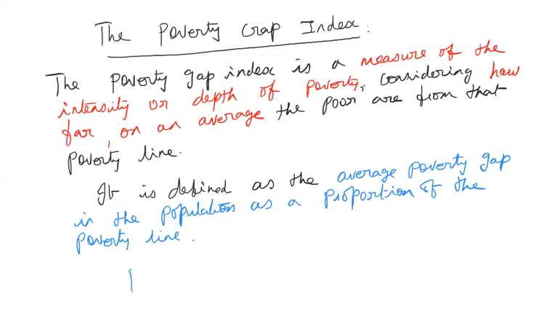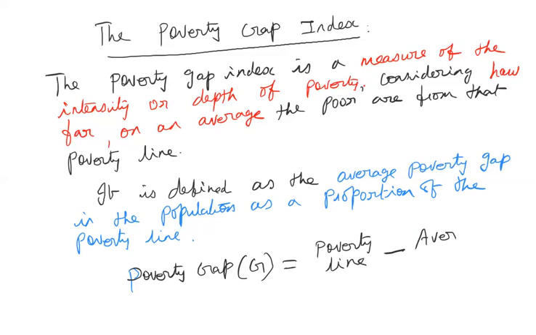That is poverty gap, which is represented by the letter G, is equal to, what is it? The average poverty gap in the population as a proportion of the poverty line. So this is the gap. So first you're talking about what is the poverty line. For example, we are taking 1200 calories or 2100 or 2000 calories, how much should we have, we have just now checked, isn't it? 1000 rupees or 816 rupees. So that is the poverty line.